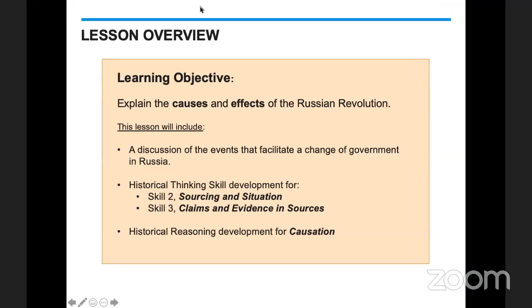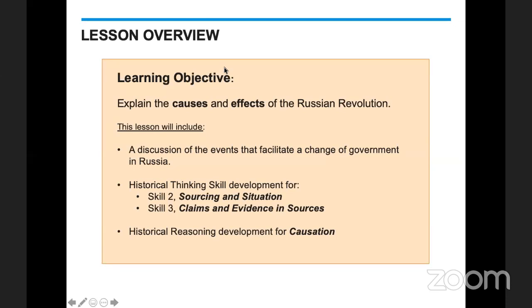Okay. Our learning objectives today, we're going to talk about the causes and the effects of the Russian Revolution. So this lesson is going to include a discussion of the events that facilitated change of government in Russia. And when we talk about revolution with a capital R, we are talking about large change in government. So we'll unpack that today.